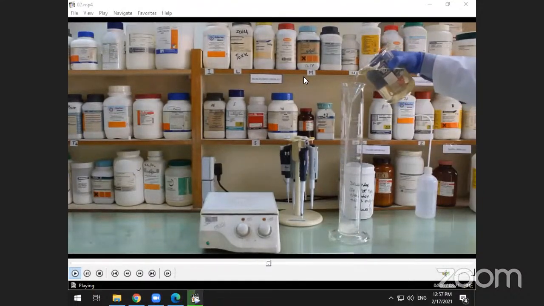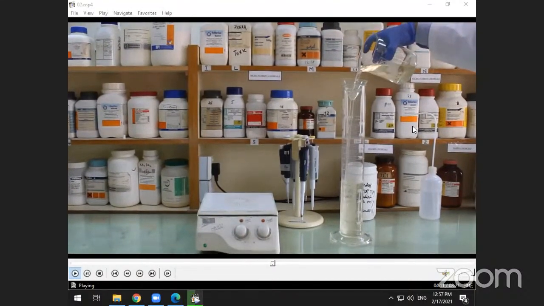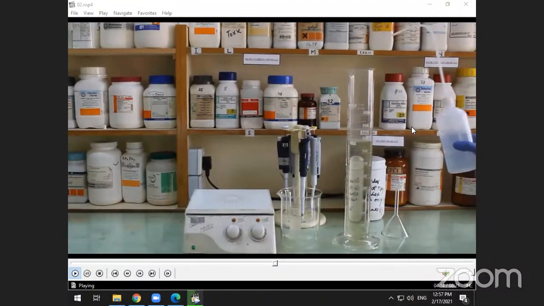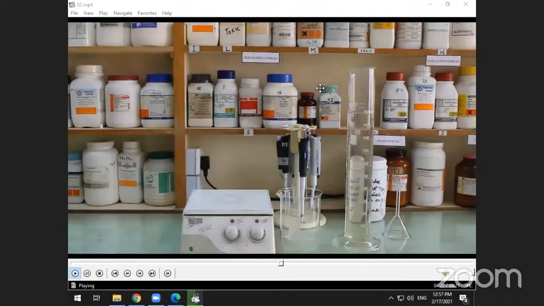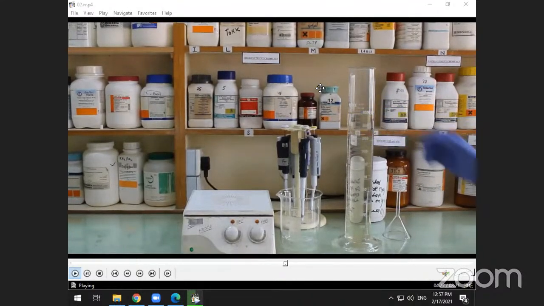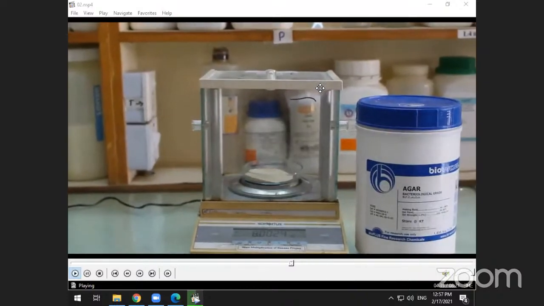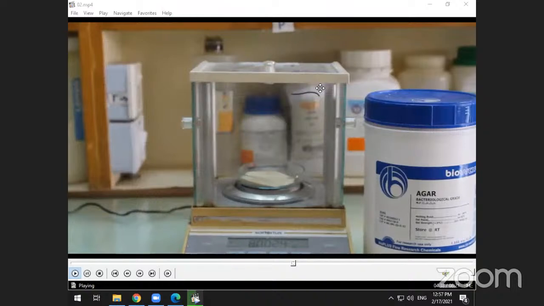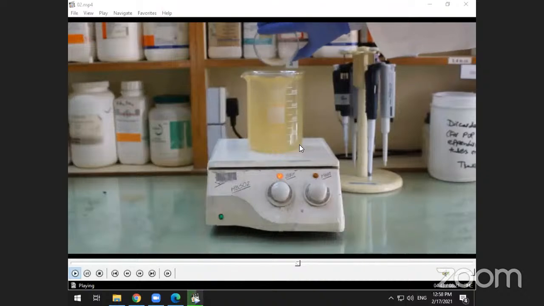Make up the volume of the media in a measuring cylinder. Make up the volume up to 1 liter with distilled water. Weigh 8 grams of agar, which we'll use to solidify the MS media. Add agar in MS media solution.